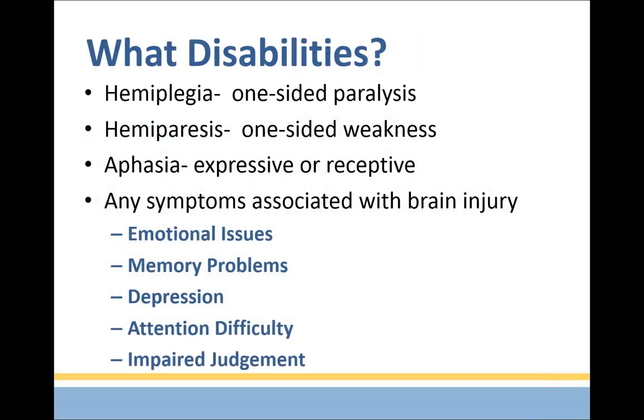So you may wonder what disabilities frequently happen with stroke. A stroke is a condition of the brain, which controls the function of the entire body, as we all know. So a stroke can have lasting effects on any function of the body. Hemiplegia is one that we will see often, and this means one-sided paralysis. Hemiparesis, one-sided weakness. Aphasia, which is difficulty with language and communication, and we'll talk more about this later in the presentation. And it can be expressive or receptive or both.